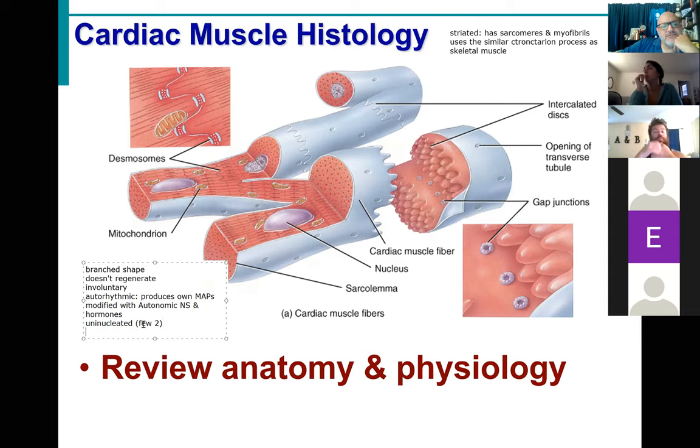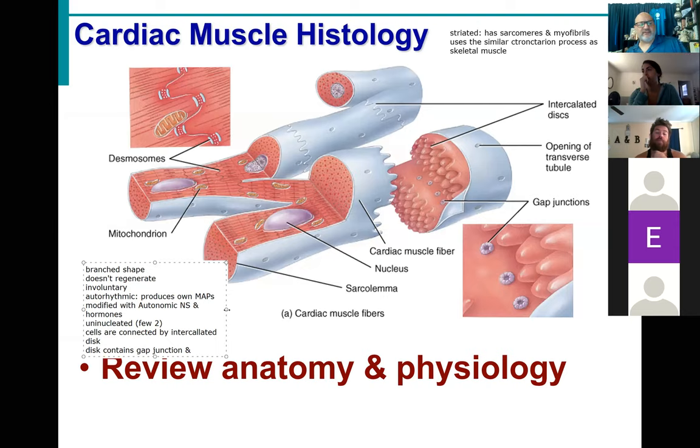Anything else? Oh, I can think of one more. Actually, I can think of two more. Gap junctions. Excellent. So the cells are connected by a special structure we call an intercalated disc. And you're right, that intercalated disc contains gap junctions, which allow it to work together as one.